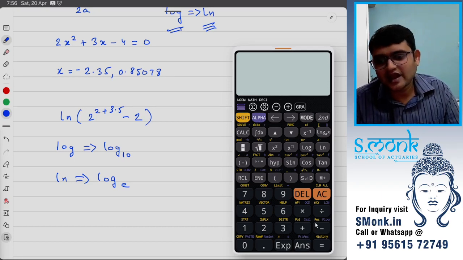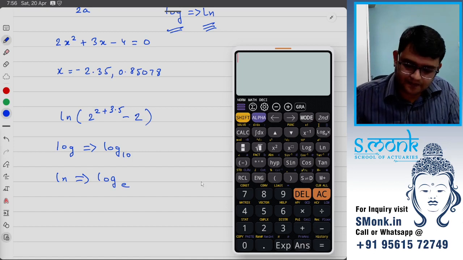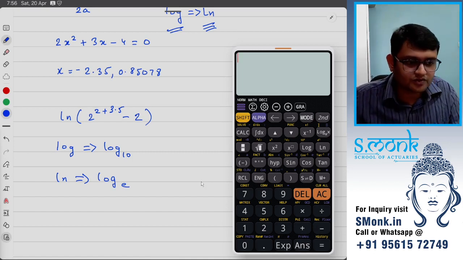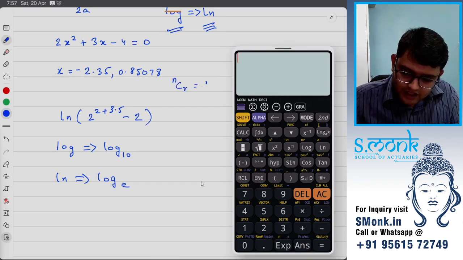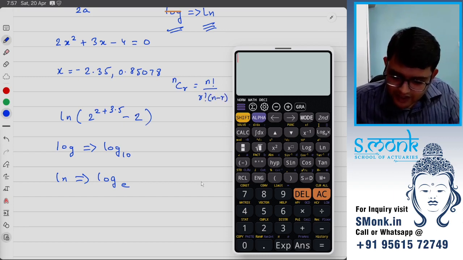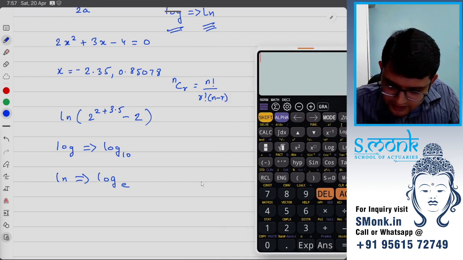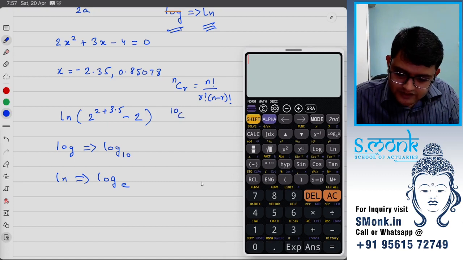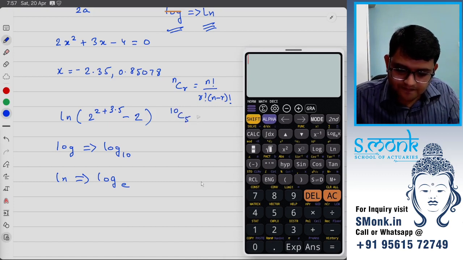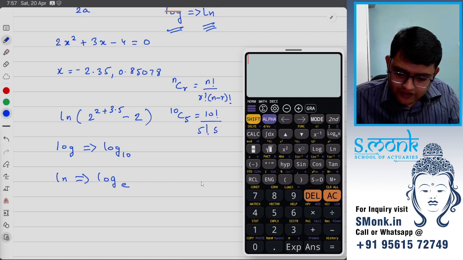So let's say I can also do combinations, permutation combinations. I hope everybody has learned. NCR is nothing but n factorial upon r factorial n minus r factorial. This is how we calculate NCR. So if I want, let's say 10C5, that would be 10 factorial upon 5 factorial, 5 factorial.